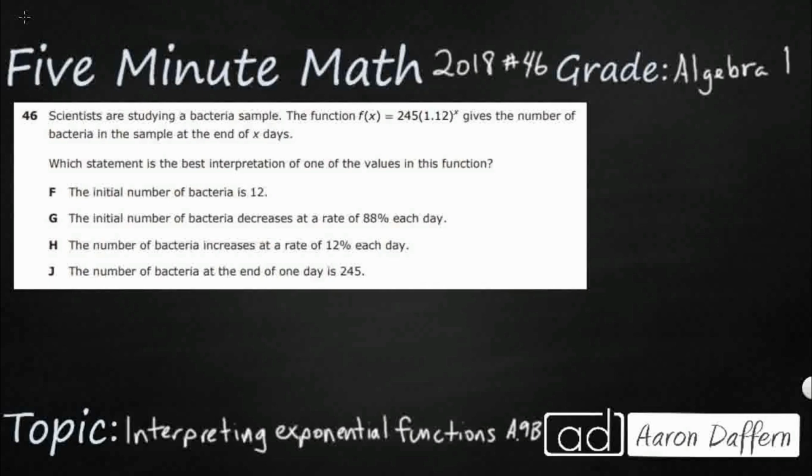So we've got scientists studying bacteria samples, and we've got this function here. It's an exponential function giving the number of bacteria in the sample at the end of x days. We're going to see any type of population growth or compound interest. Those are two typical ways we would see exponential functions in the real world. In this case, we've got population growth, and we just need to interpret one of the values in the function. All right, we've got three values, so let's break each of them down.